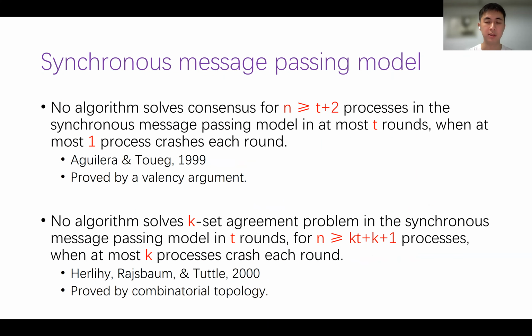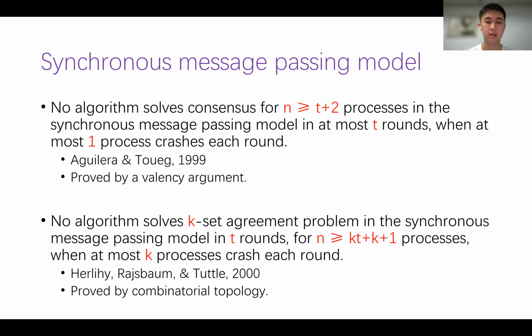Similar results have been established in the synchronous message passing model. It is known that there is no algorithm to solve consensus for t+2 or more processes in at most t rounds, when at most one process crashes each round. The proof of this impossibility result also uses a valency argument.